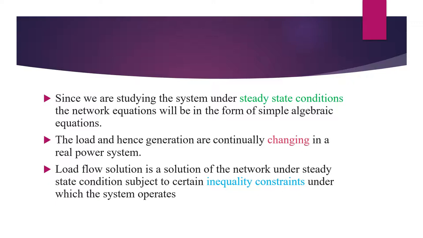In load bus, quantities specified are P and Q and quantities to be obtained are V and delta. Generator bus, quantities specified are P and V and quantities to be obtained will be Q and delta. Slack bus, quantities specified are V and delta, quantities obtained will be P and Q. Then we have seen one equation, that is Vi angle delta i is equal to Ei plus j Fi. Ei and Fi are the real and imaginary components of voltage at the ith bus.